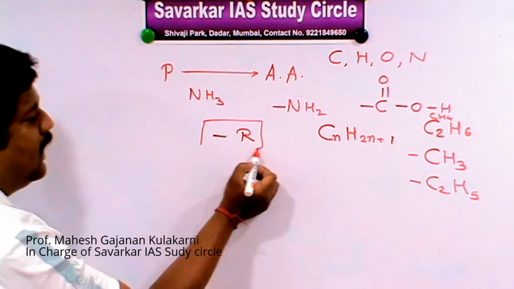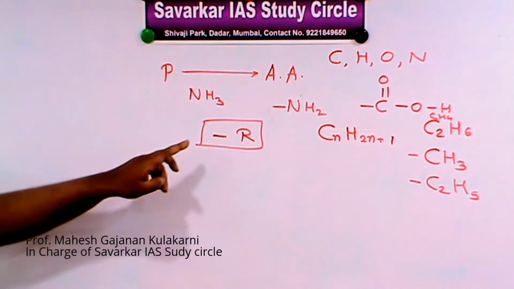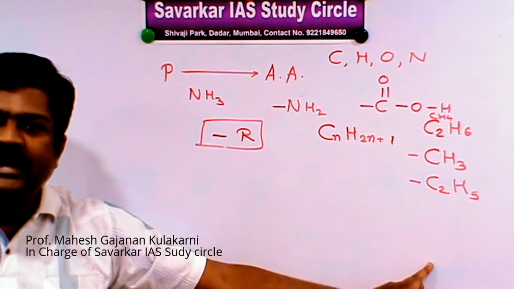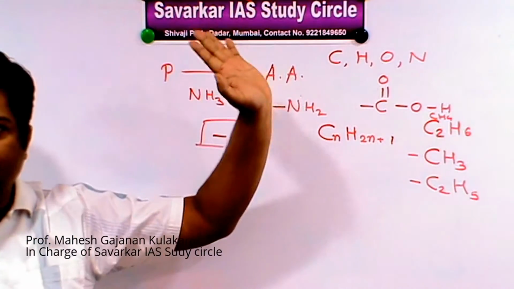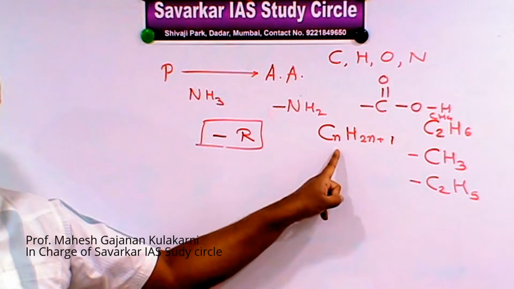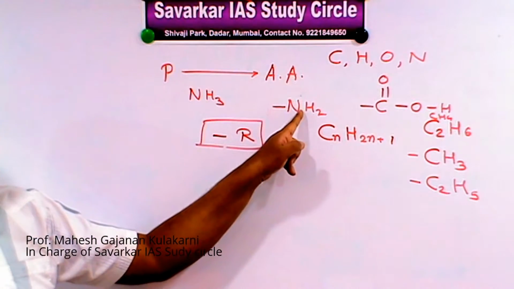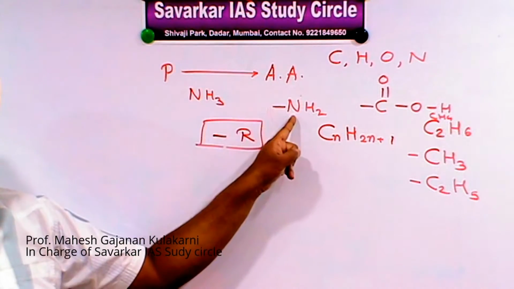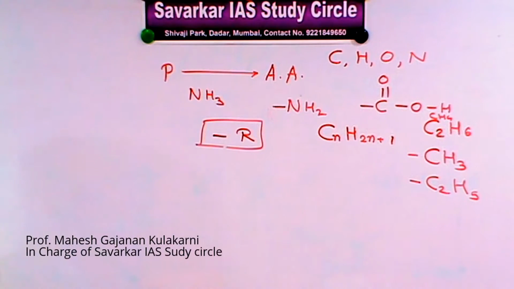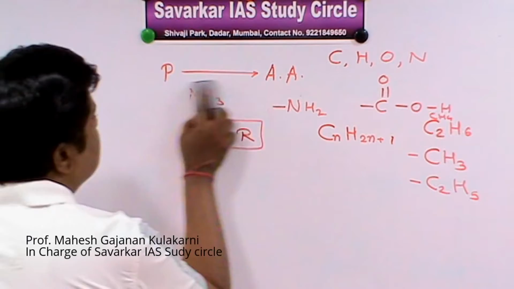So alkyl groups are represented by R. What does R mean? C1, C2, like that, C20, C25, any number. So this is an alkyl group, the formula is CnH2n+1. From ammonia, one hydrogen less, we get the amine group. Then there is the carboxylic acid group. So like that, groups are there. On the basis of this, we are going to discuss.